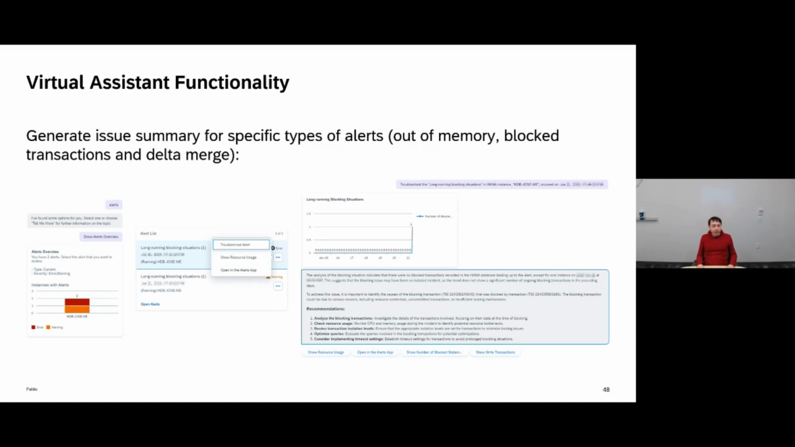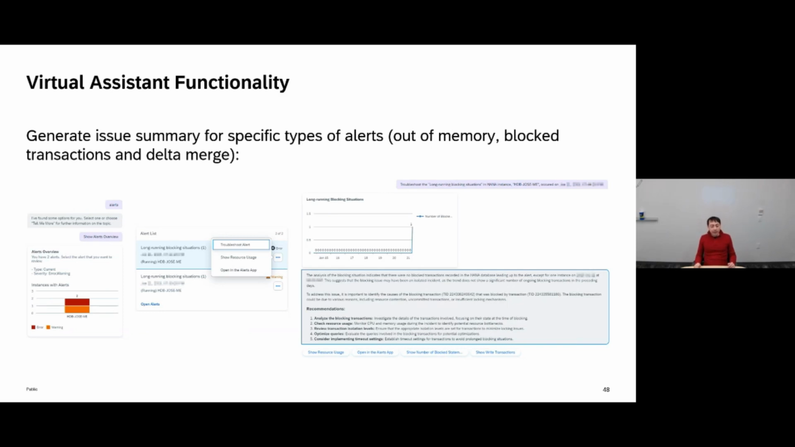The other piece of functionality that we can do is to generate summaries of issues for specific types of alerts. The three that we support right now to generate a detailed summary are out-of-memory alerts, blocking transaction alerts, and delta merge alerts. This is how it looks, where in the virtual assistant, you can ask about the alerts. The virtual assistant will tell you, I found some alerts, here they are. And then you can look at the alert list.